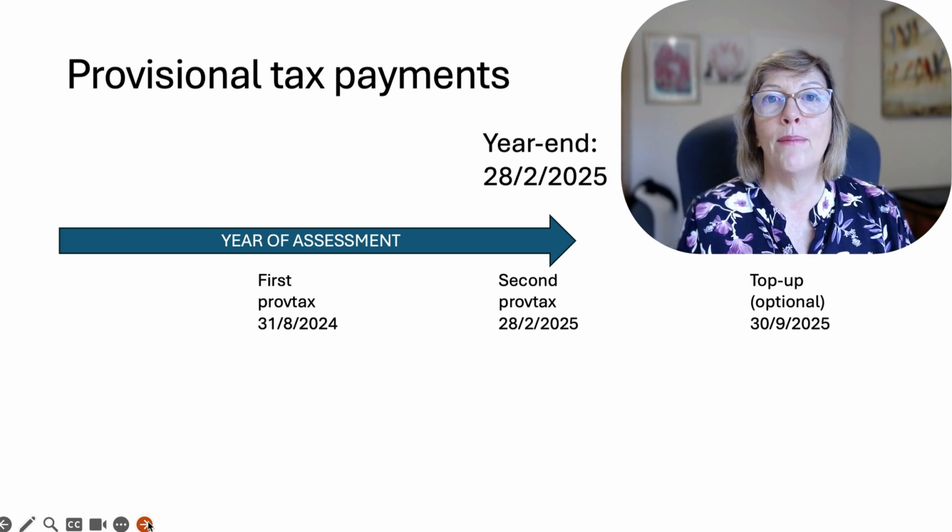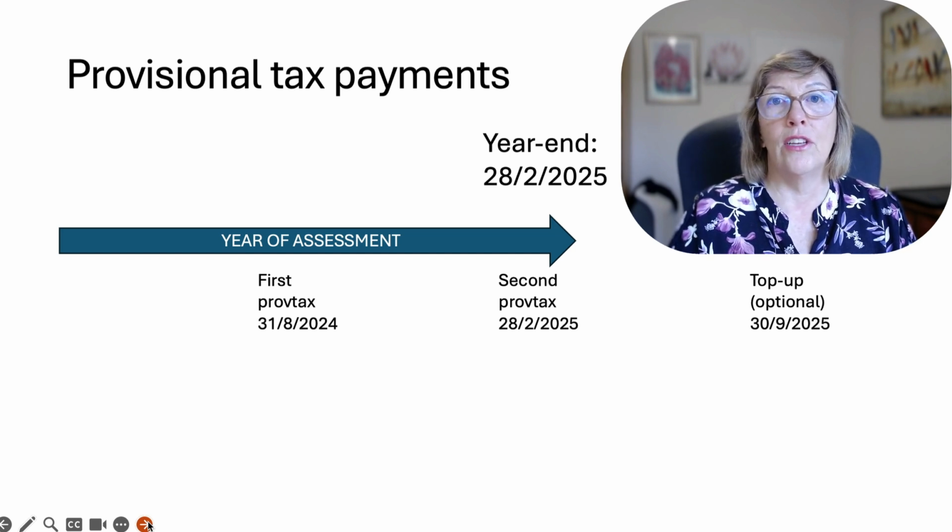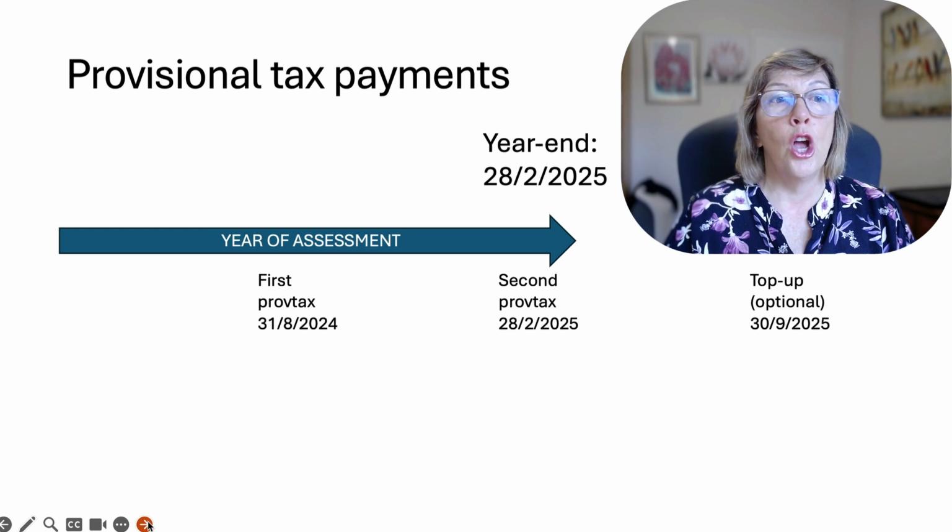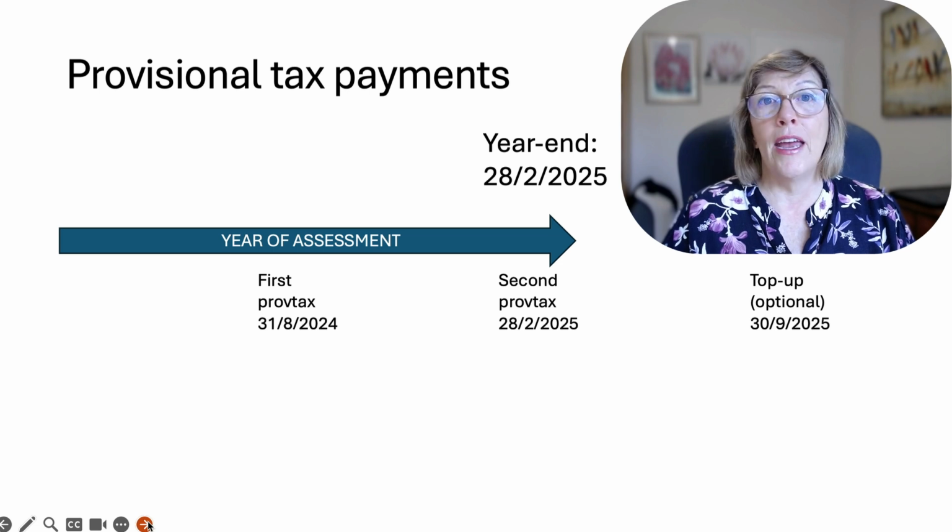Right, so if we think about the basics with provisional tax, we've spoken about the fact that provisional tax payments have to be made, the first one 6 months into your year of assessment, the second one on the last day of the year of assessment. So if you're an individual with a February year end and let's say 2025, your first provisional payment would have had to be made by the 31st of August. That's 6 months into the tax year, and the second would have to be made by the last day of the year of assessment.